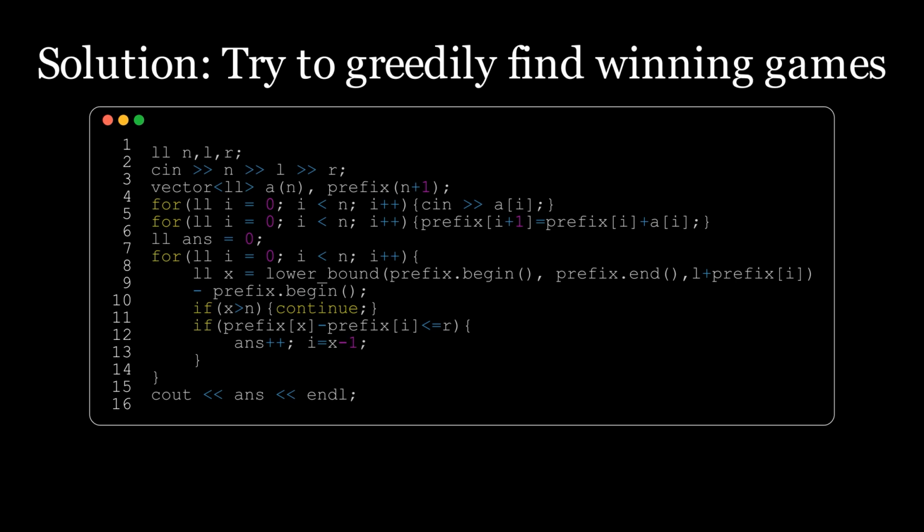Let me show you how I implemented it. First, I calculated the prefix sums, which are the sum of the first i elements of the array for all values of i. I went index by index and used the lower bound function to find the first index of the prefix sums that was greater than or equal to the current prefix sum plus the left of our range. Then we check if that index exists, and we see if that range's sum is less than or equal to R. If it is, we found a winning game and we can move on to the next index after the winning game, or we can increment i and try again. And once we've done this for all indices, we found our answer for the whole deck of cards.